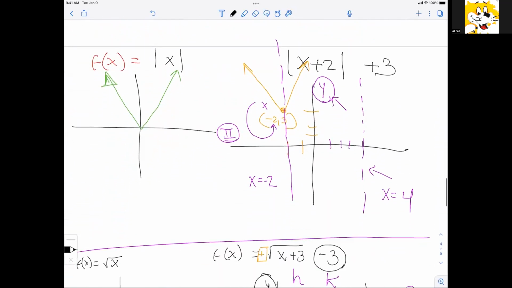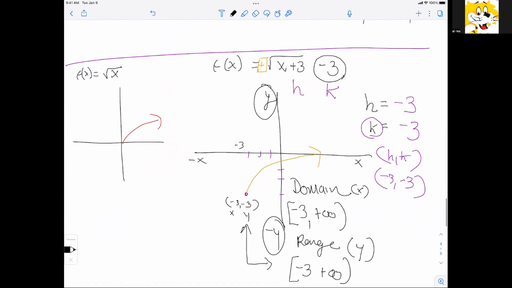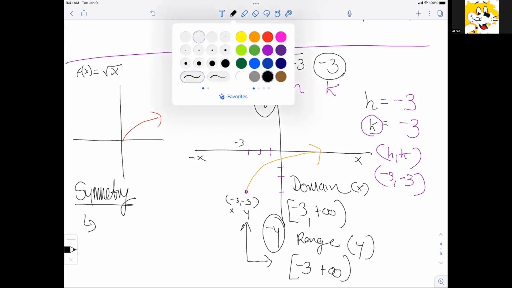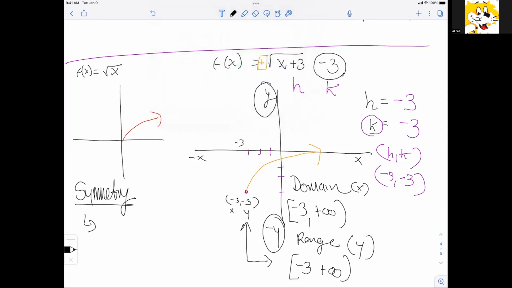What's the axis of symmetry? Let me ask you this. What type of symmetry does a square root of x have? I know I went over this. It's in the recording. I think it was the recording on October 3rd. Nobody remembers? Okay. This has no symmetry.